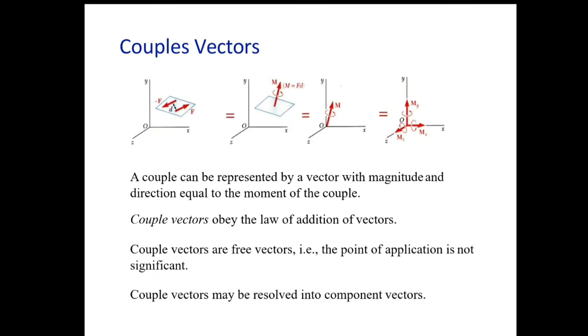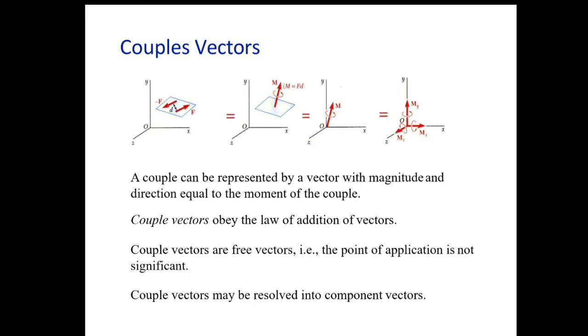Now let's move towards couple vectors. As we have learned about force vectors, you can see a couple can be represented by a vector with magnitude and direction equal to the moment of the couple. We have seen that the moment of a couple will be the same about any origin point. In the first figure you can see there are two forces, equal and opposite, minus F and positive F, forming a couple of magnitude F into d. So the moment about the origin axis will be M equals F into d.